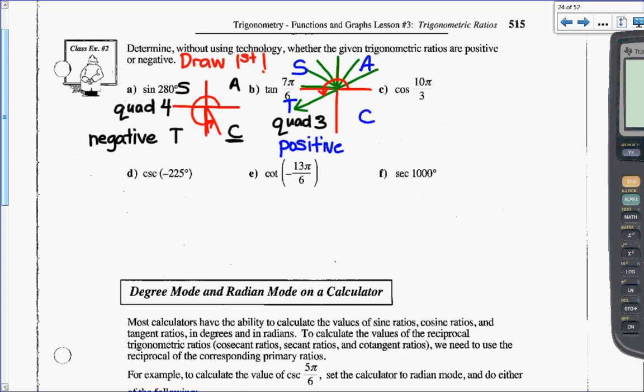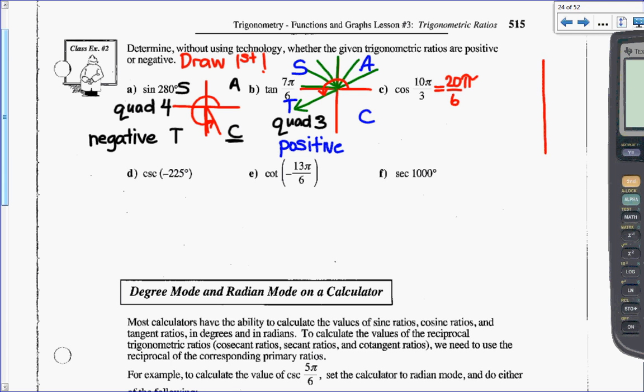Okay, then I'm going to do cosine of 10 pi over 3. Well, I don't know my pi over 3's, but I can convert that to pi over 6's because I know my 6's and my 4's, right? So to convert to pi over 6, I'm just multiplying by 2 on the bottom, so I'm going to multiply by 2 on the top. That's 20 pi over 6's.